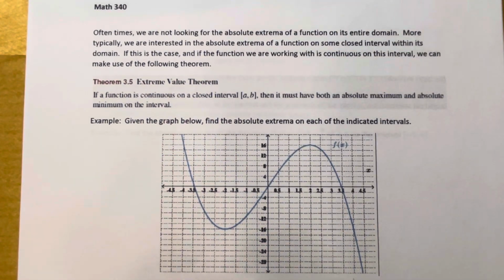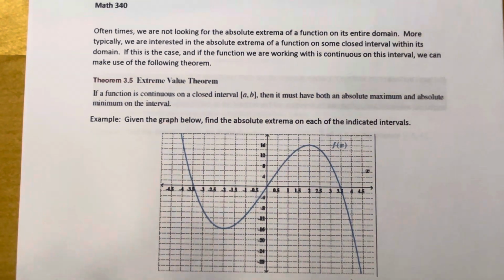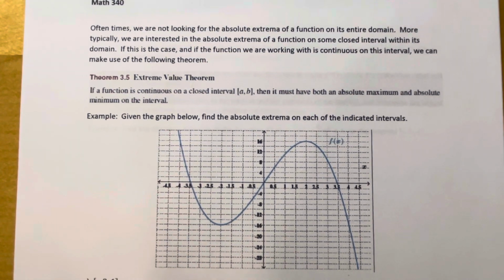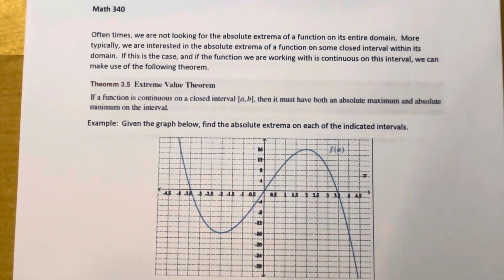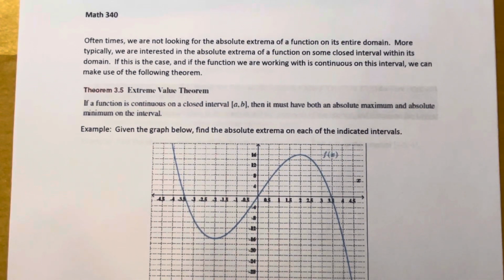Now, even though that last example showed us that a graph does not have to have absolute extrema, there are certain conditions that a function might have that guarantee that both an absolute minimum and an absolute maximum will arise. And the guarantee comes from something that we call the extreme value theorem. So again, from the beginning of this section, we define an absolute extremum to be either an absolute maximum or an absolute minimum, which occurs over the entire domain of the function.